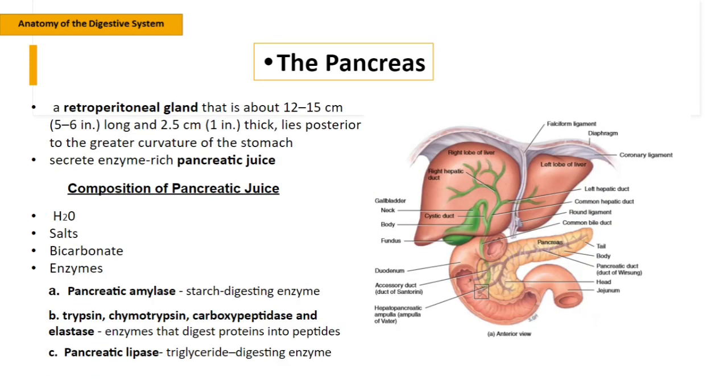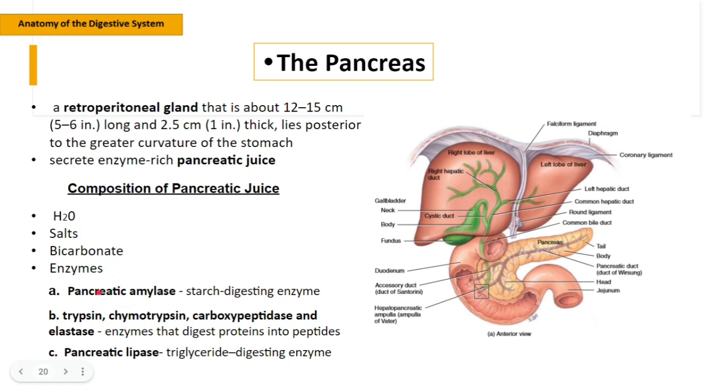Okay, next, pancreas. The pancreas is a retroperitoneal gland that is about 12 to 15 centimeters long and 2.5 centimeters thick. It lies posterior to the greater curvature of our stomach. This pancreas secretes an enzyme-rich pancreatic juice. And this pancreatic juice, these are its major composition: we have your water, the salts, bicarbonate, and enzymes. Please do take note that this composition is actually vital for the proper digestion of food, especially the enzymes.